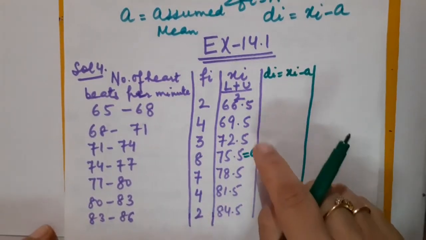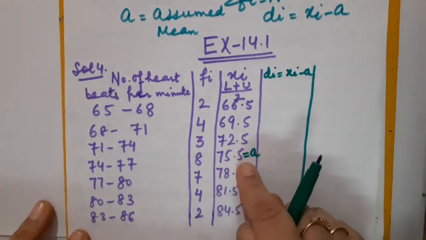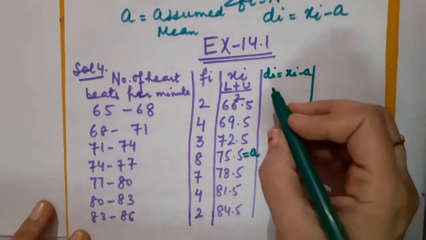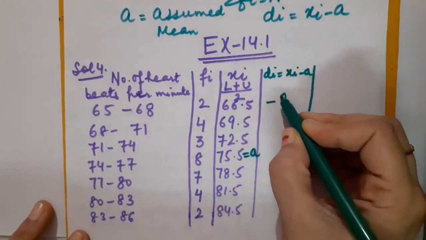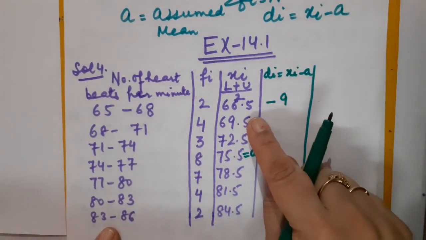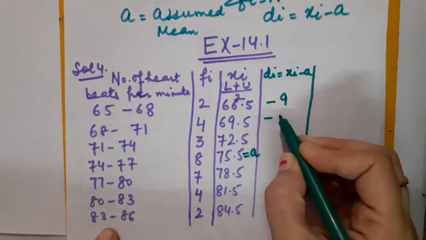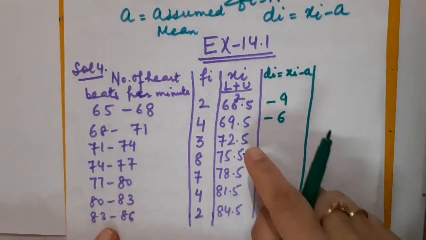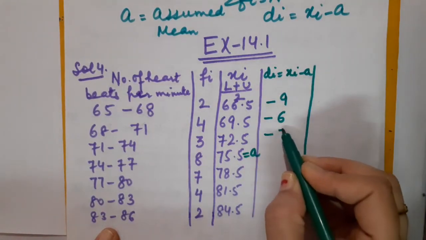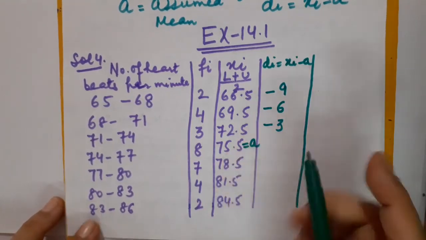So now I am going to subtract this A, that is 75.5, from 66.5. So definitely I will be getting the value in negative. It will be negative 9, that is minus 9. Now 69.5 minus 75.5, I have got minus 6. 72.5 minus 75.5, that is minus 3. 75.5 minus 75.5 will be 0.